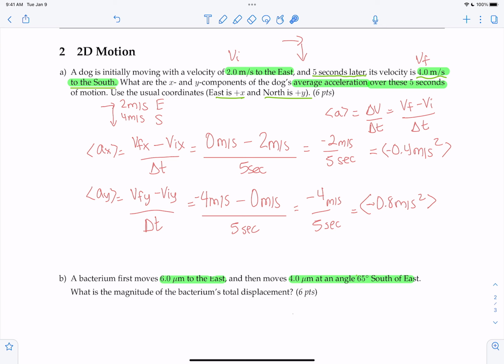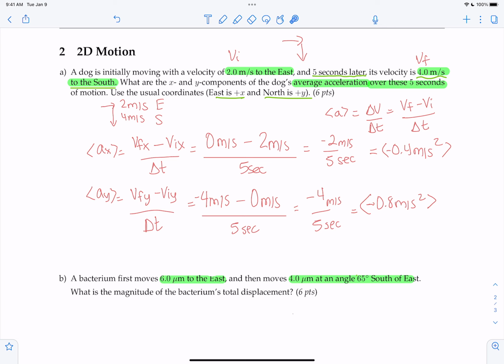Let me see here. So the dog is initially moving with a velocity of 2 meters per second to the east. Yeah, that's a good question. It's a little confusing how they have it worded here. I can see what you mean, where you say that if he started off at 2 meters per second and then 5 seconds later he was at 4, I'm trying to figure out the best way to describe this.